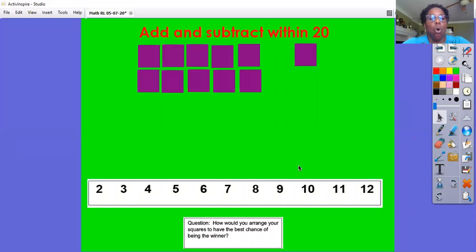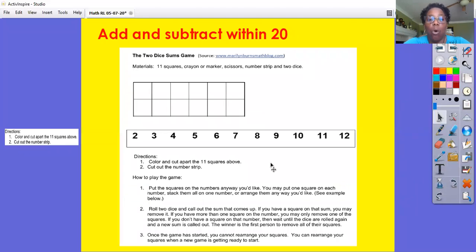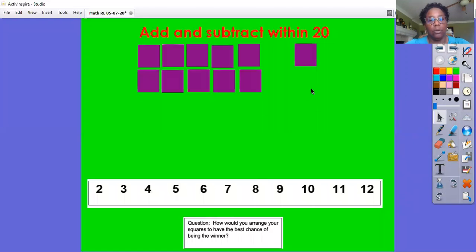All right. So we're going to follow directions of the game. So you might want to look at your instructions. I have mine here on my other paper, and I'm going to read them. It says, number 1, put the squares on the numbers any way you'd like. You may put one square on each number, stack them all on one number, or arrange them any way you'd like. There's an example right below on this page. If you look at it, you can see there's an example of how they did it. They put some on 3, some on 7, 9, 11, and one on 5. So we will go ahead and do that.